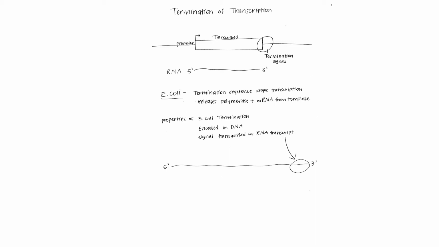But I want to start out just talking about the E. coli, because again, it's simpler. It's a little bit more well understood. And there is a particular sequence that stops transcription. The polymerase is released, the messenger RNA comes off the template. And interestingly, the actual sequence is encoded in the DNA, it's present in the DNA, so it's some information in the DNA. But the signal is actually carried by the RNA molecule that is transcribed. So I'll explain what happens there, at least some of what happens.